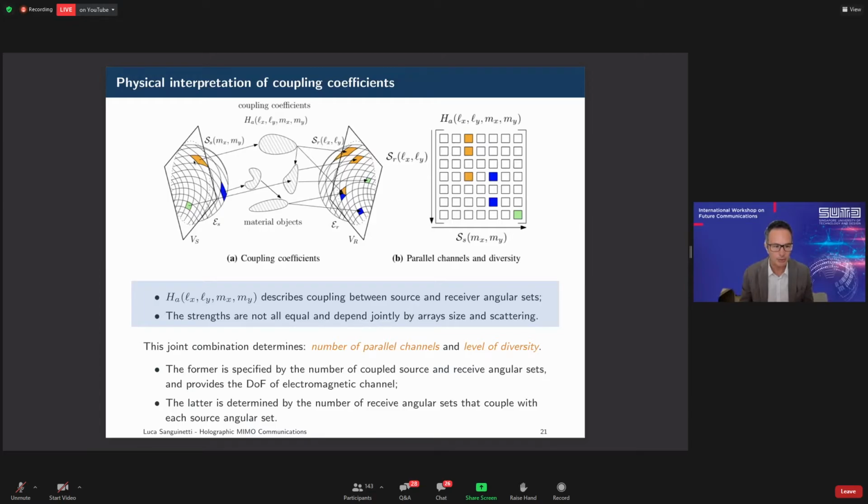At the same time, I'm transmitting from different angular sets and receiving power from different angular sets. No matter what the level of diversity is, the number of different colors that they have in a network is basically giving us the degrees of freedom of the MIMO communication system, which means it's giving us the number of multiple data streams that they can transmit over the MIMO channel.